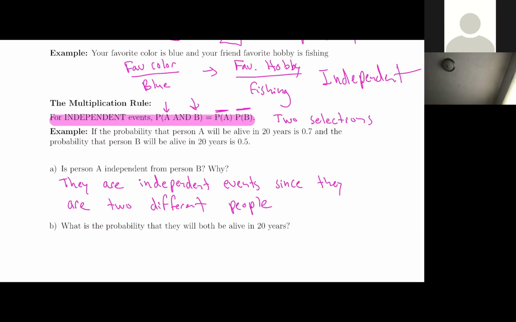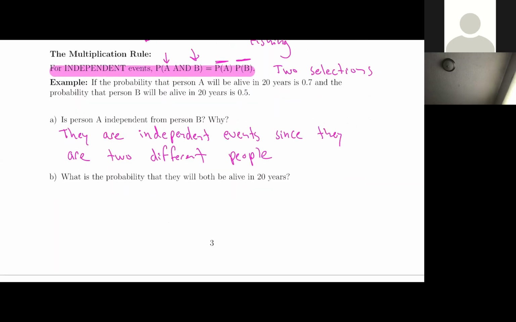So that's it for A. Let's do B. For B, it says, what is the probability they will both be alive in 20 years? If you notice, for this one we want both of them to be alive in 20 years. So we're doing two selections. We want the first person to be alive, and we're going to say this is person A. Then we want person B to also be alive. So what we have to do is find the probability person A will be alive, and multiply that by the probability that person B will be alive also.